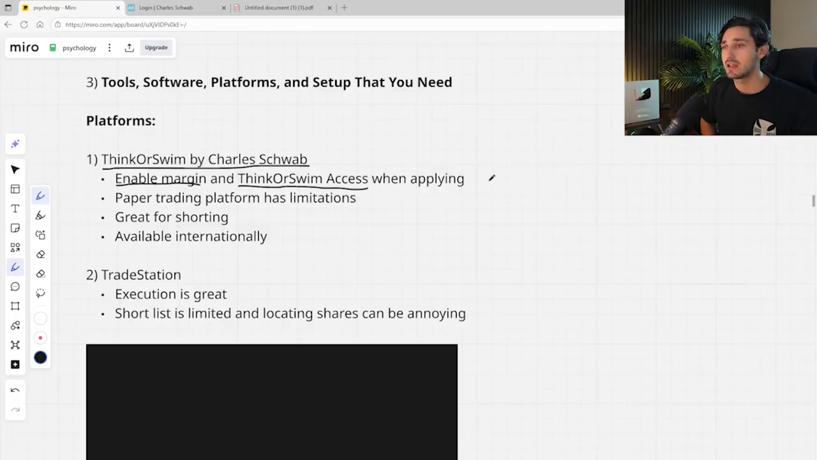However, once you get the hang of it, it's super intuitive. I really like the charting. It's great for shorting, has a really good hard to borrow list, and the hard to borrow fees aren't too expensive. So you have a lot of different options when it comes to shorting stocks.